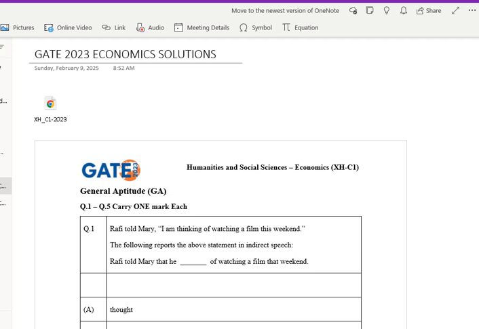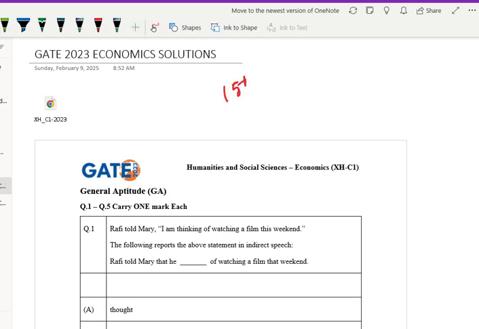Good morning, everyone. So, GATE Economics is there, and you are having your examination on the upcoming day, that is 15th of February, Saturday. I think you all are prepared with your preparations.